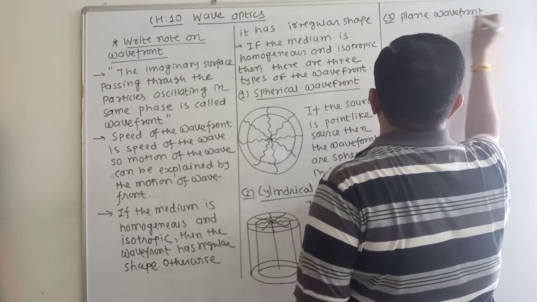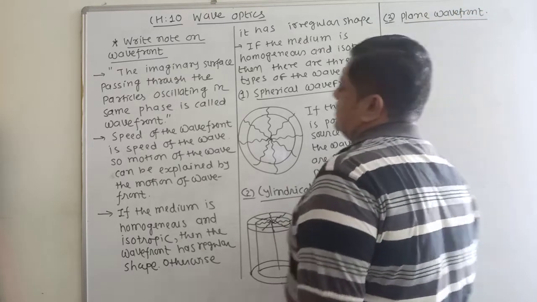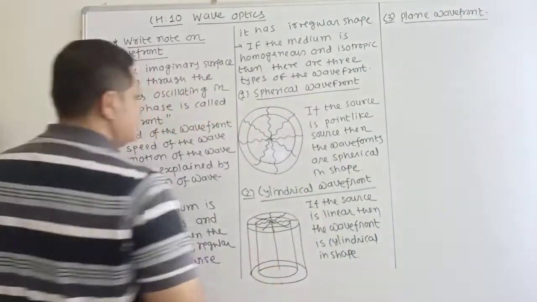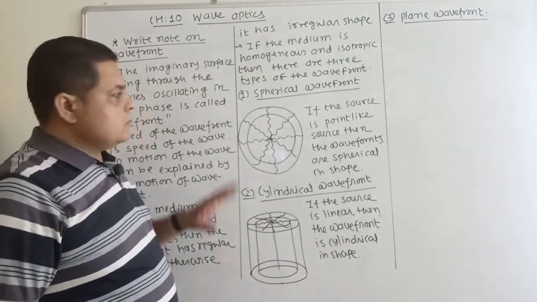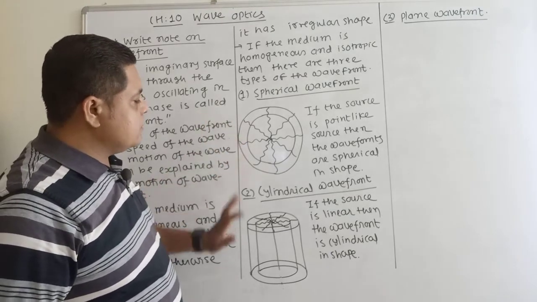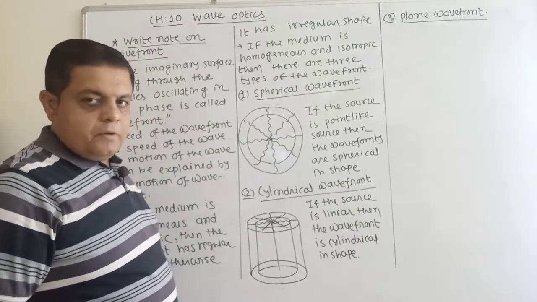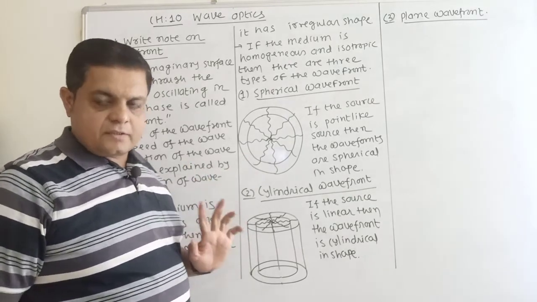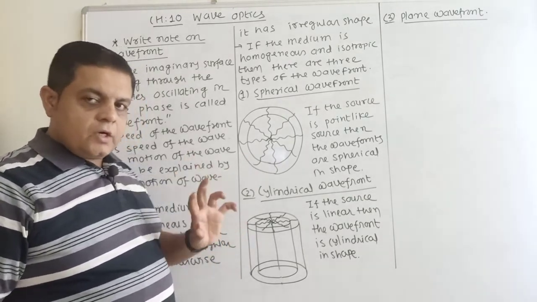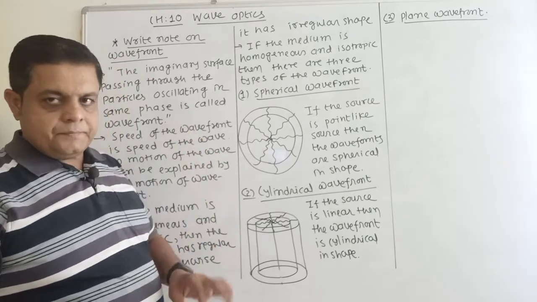Now remember, there is no specific source for a plane wavefront. But normally the wavefronts are either spherical or cylindrical. But when spherical and cylindrical wavefronts are obtained at a very large distance, locally they are plane. Clear?